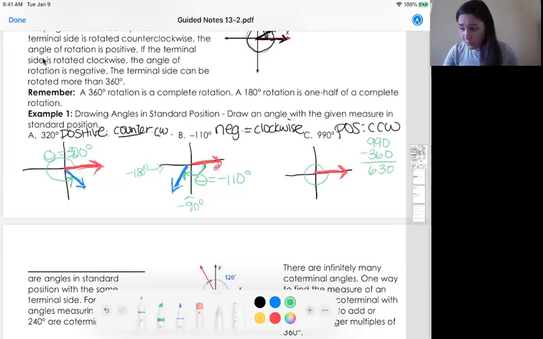So this is bigger than 360. So I'm actually going to rotate one full revolution. These are called revolutions, all the way around again. So I'm going to keep going all the way back. Once I get back there, I've gone another 360 degrees. So I'm going to subtract that.